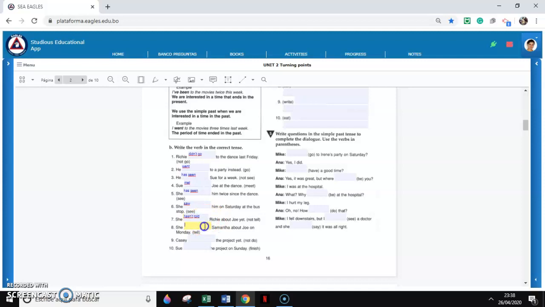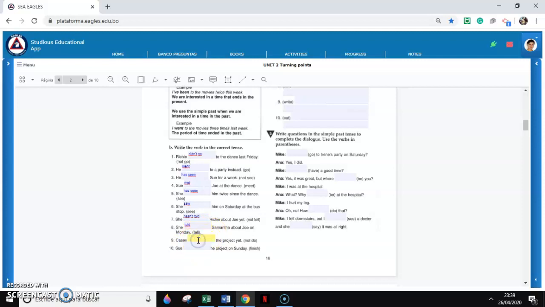How about number 8? She, Samantha about Joe on Monday. Told. We know that it's a finished action because here it says on Monday. So that means that it's an action that finished, that it happens in the past.